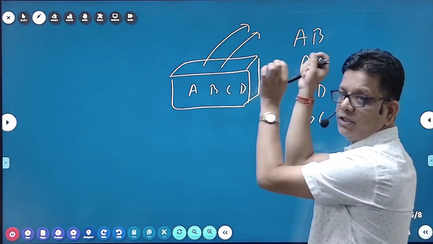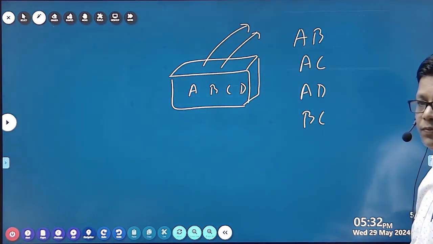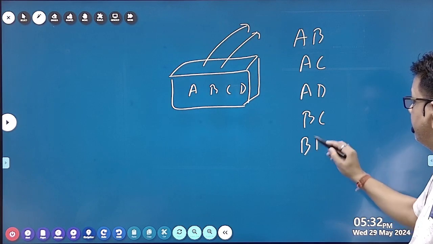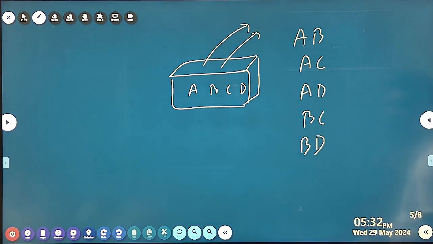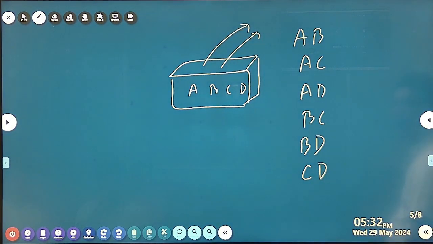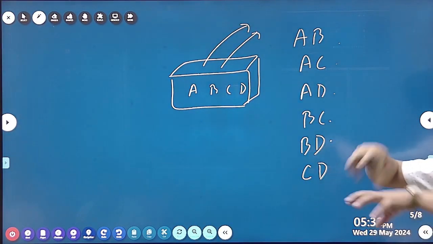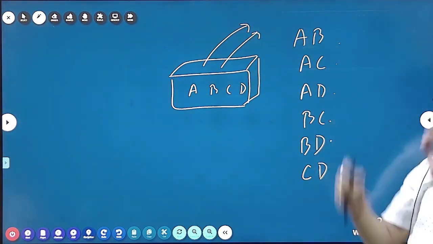You can also take the cards B, C or C, B, but they will be the same cards only. So B, C. What else? You can also take B, D. You can also take C, D. Is there anything left? No. So total how many ways? 1, 2, 3, 4, 5, 6 ways you can take it. You can take this in 6 ways.